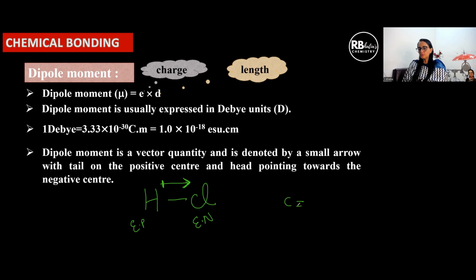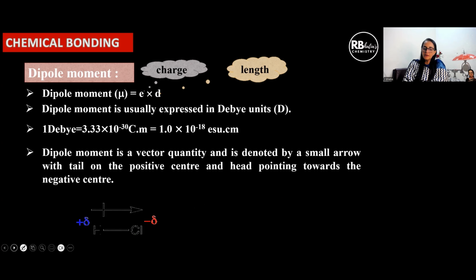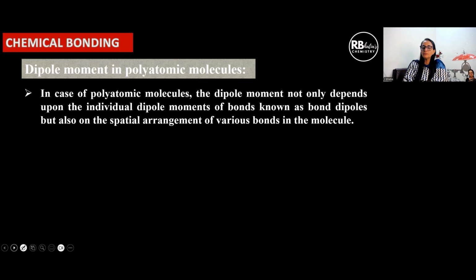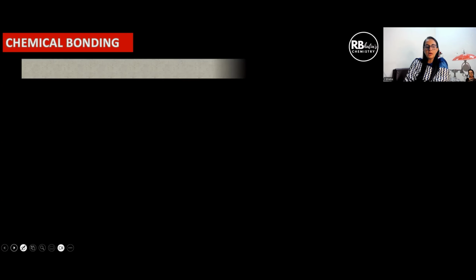Similarly, let us suppose I was to talk of a carbon dioxide molecule. I would show the dipole orienting from the electropositive to the electronegative part. So since it's a vector quantity, the directions to which these dipoles are oriented are going to be very important. In case of polyatomic molecules, the dipole moment not only depends upon the individual dipole moments of bonds, which are known as bond dipoles, but also on the spatial arrangement.